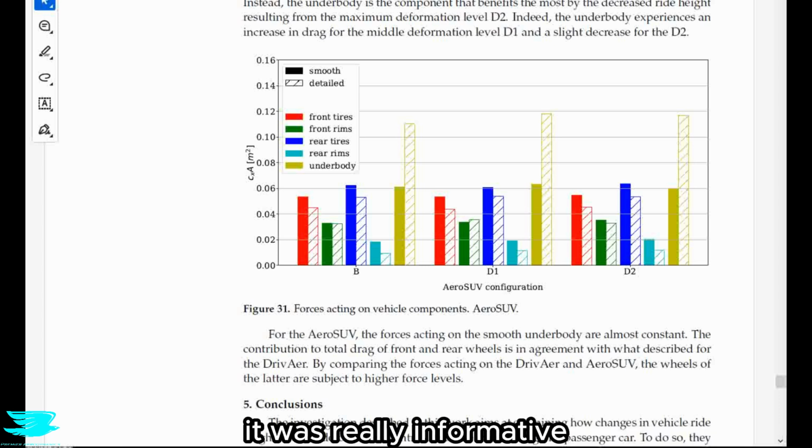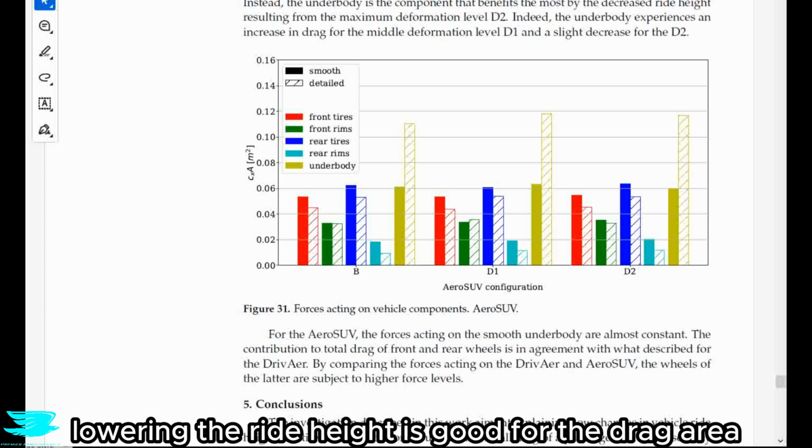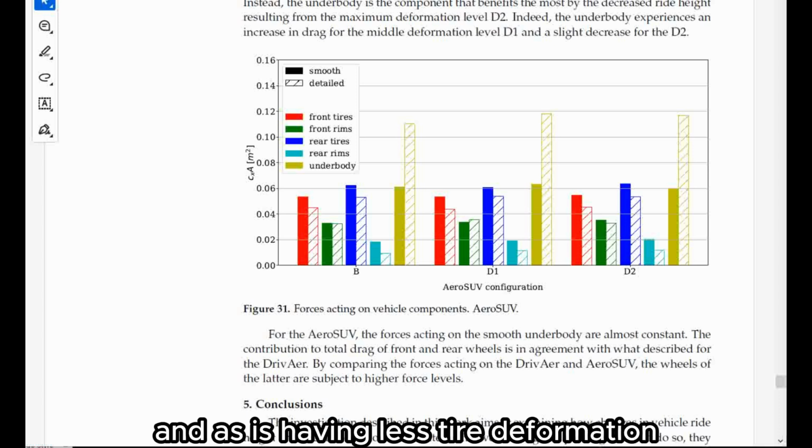It was really informative, and the takeaway messages are that lowering the ride height is good for the drag area, and as is having less tire deformation.